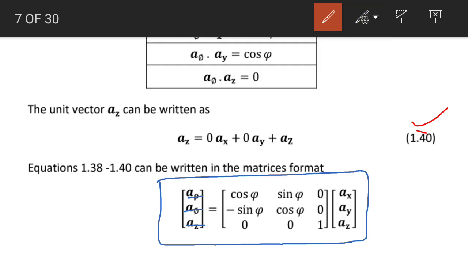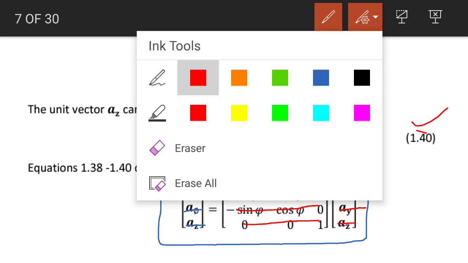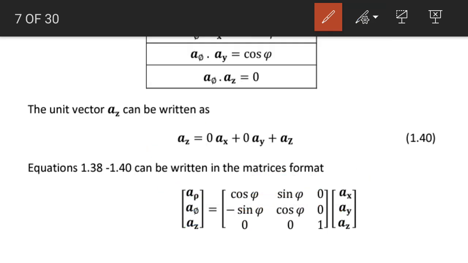Then we have cos phi sin phi 0, minus sin phi cos phi 0, 0 0 1, and then we have the unit vector ax, the unit vector ay, and the unit vector az. So we can transform the unit vectors of the rectangular coordinate system into cylindrical coordinate system with the help of these matrices.